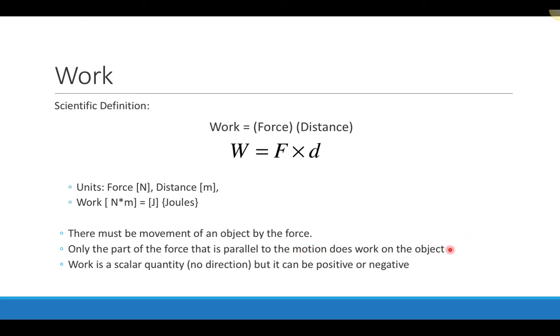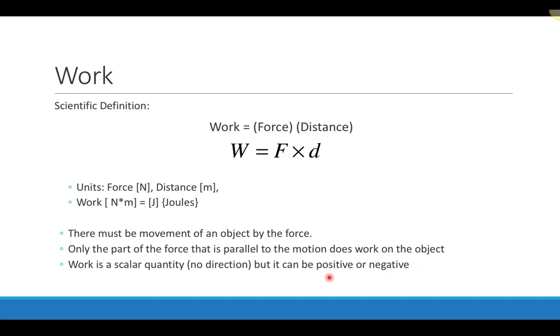And as I alluded to earlier, only the part of the force that's parallel to the motion does work on the object. So you could be pushing on an object at some angle, but only the component or the piece of the force that's actually helping it move or hindering its motion is actually doing work on the object. The other forces are not actually contributing to the work. Work is also a scalar quantity, so it does not have direction. But having said that, work can be positive or negative, because scalar quantities, which are just numerical values without direction, can still be positive or negative.